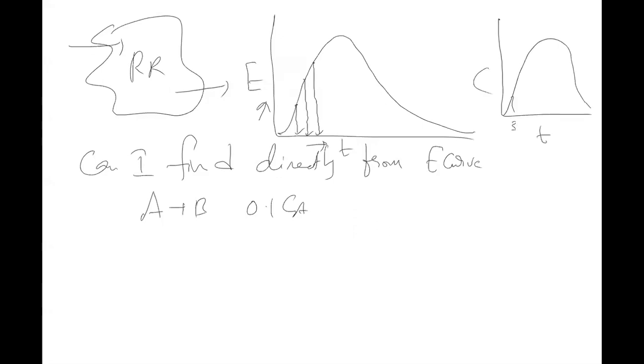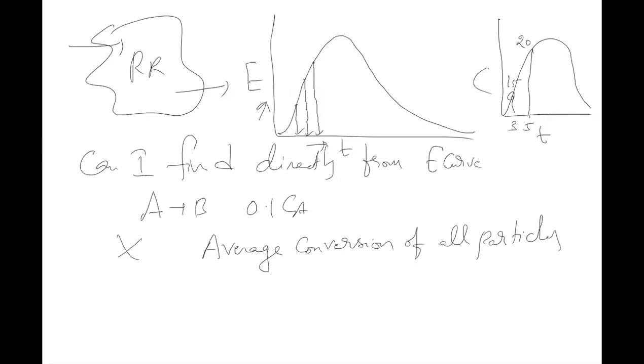At, let's say, 3 minutes, 15 particles came. At 5 minutes, 20 particles came. So how do you calculate the average conversion of all particles? The conversion of the real reactor is nothing but the average conversion of all the particles. Is it correct or not? Now, 15 particles are spending a time of 3 minutes, and 20 particles are spending a time of 5 minutes.